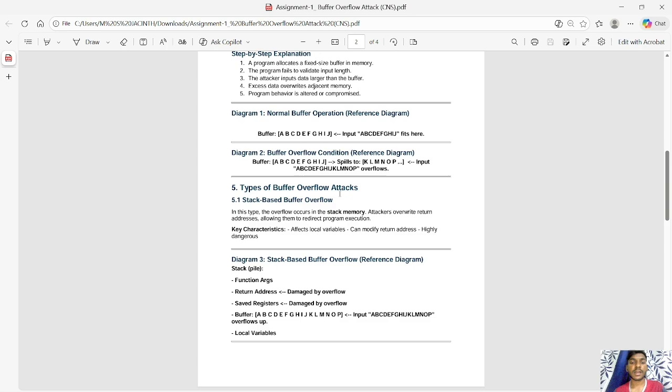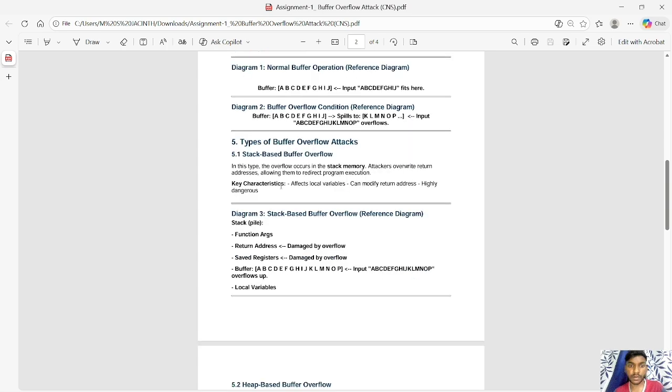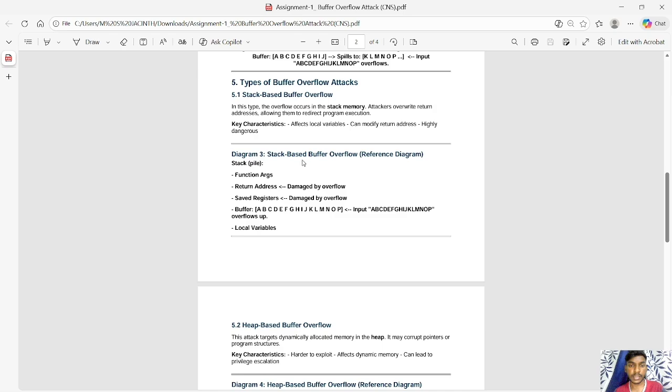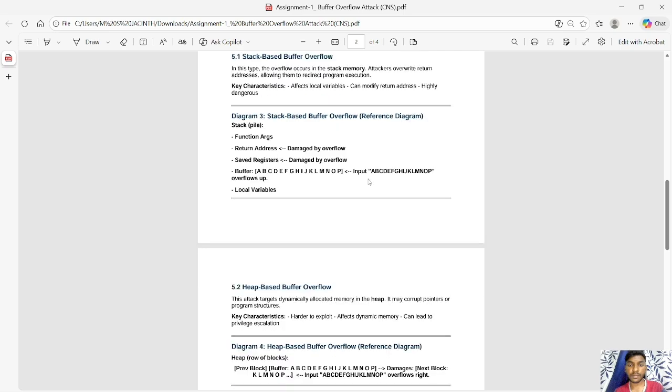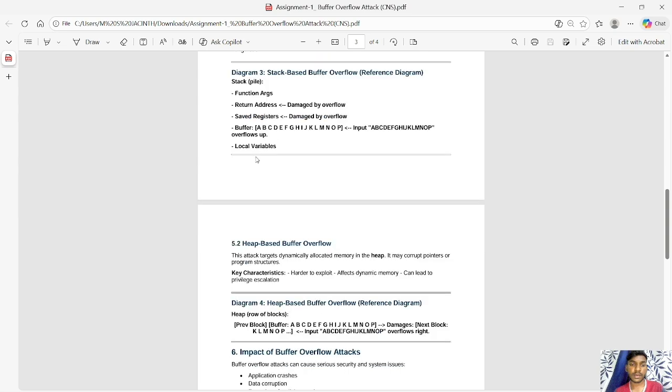Types of buffer overflow attacks. First one is stack-based buffer overflow. In this type, overflow occurs in the stack memory. Attackers overwrite return addresses, allowing them to redirect program execution. Here is the stack-based buffer overflow diagram. The stack frame has function arguments, return address which is damaged by overflow, saved registers which are damaged by overflow, and buffer ABCDEFGHIJ with input ABCDEFGHIJKLMNOP, which is an overflow condition. And finally, there are local variables.